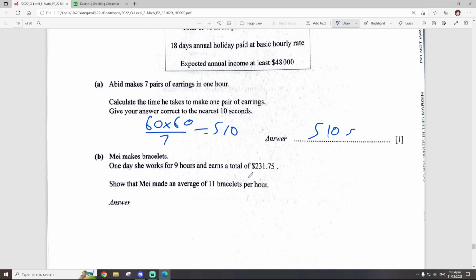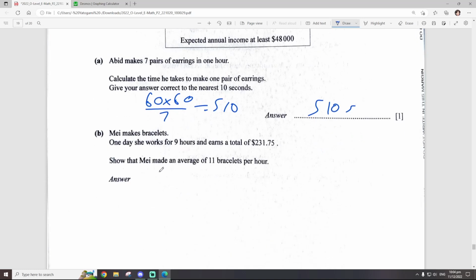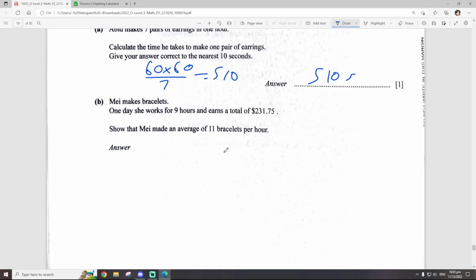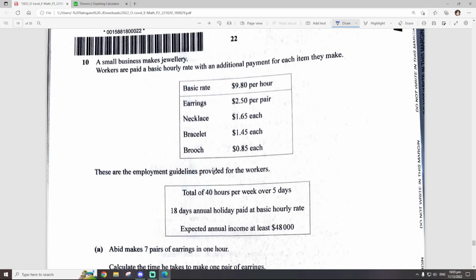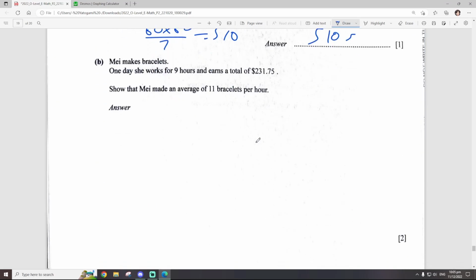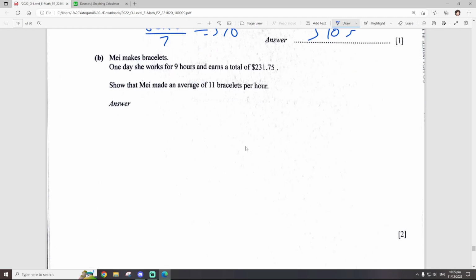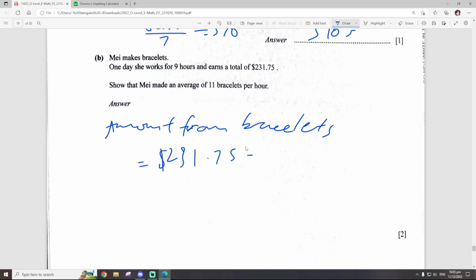May makes bracelets. One day she worked for 9 hours and earns a total of 231.75. Show that she made an average of 11 bracelets per hour. For this, we're going to consider the amount that she made from making the bracelets alone. So the amount from bracelets is how much she earns minus the basic rate, which is 9.80 times 8.